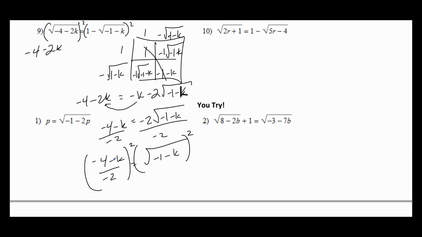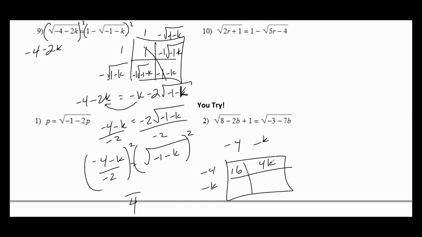Well, this is a binomial squared, and then this is a negative 2 squared. So the denominator becomes a positive 4. And for your negative 4 minus k squared, do a box here because I want to FOIL it, distribute, or box it. So that's 16, that's a 4k, that's a 4k, and that's a k squared. So I get k squared plus 8k plus 16 over 4 equals negative 1 minus k. Are you good with me so far? Hopefully we are.